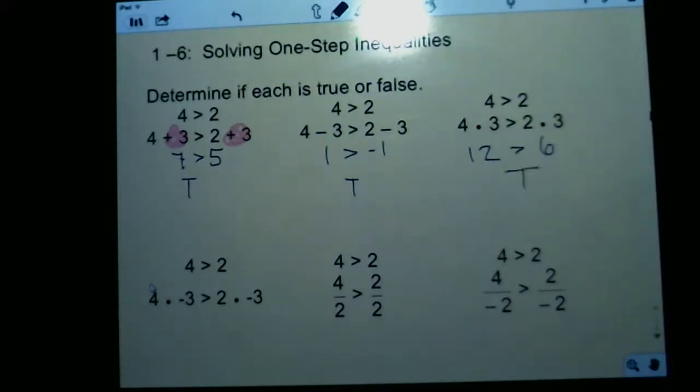That's true. All right, down on the bottom we have 4 is greater than 2. Yep. Multiply it times negative 3 now. When we multiply it by negative 3, we're going to get negative 12 is greater than negative 6. No, that is false. All right, what about 4 divided by 2? 2 is greater than 2 divided by 2, which is 1. That's true. But now look what happens when we divide by a negative 2. We get negative 2 is greater than negative 1. False.